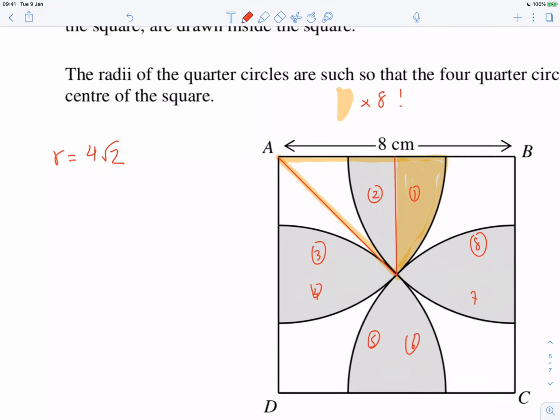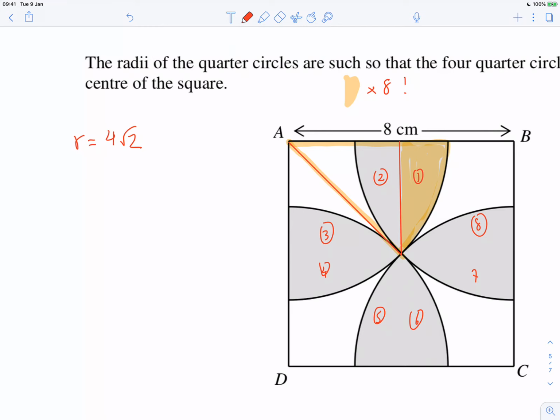So what I need to do is find the area of the sector and subtract the area of the triangle. Is that possible? Well, yes, because I know the hypotenuse here is 4 root 2, and I know that this length here is 4 because it's half of the square. Next up, I know what this angle here is because it's 45 degrees. Now pi over 2 is 90 degrees, so this angle must be pi over 4.